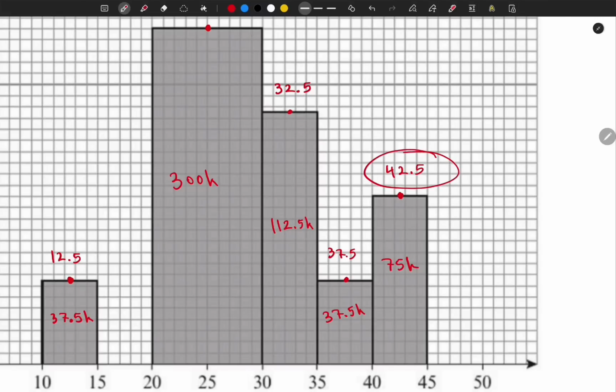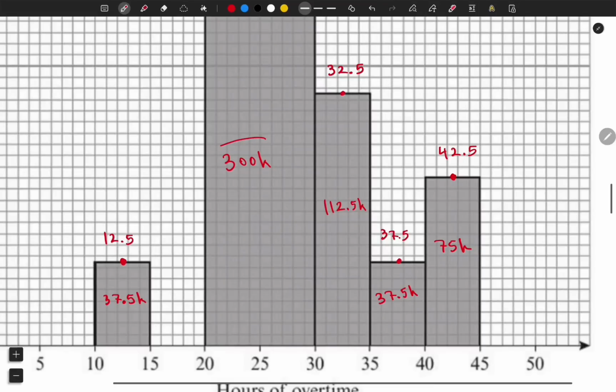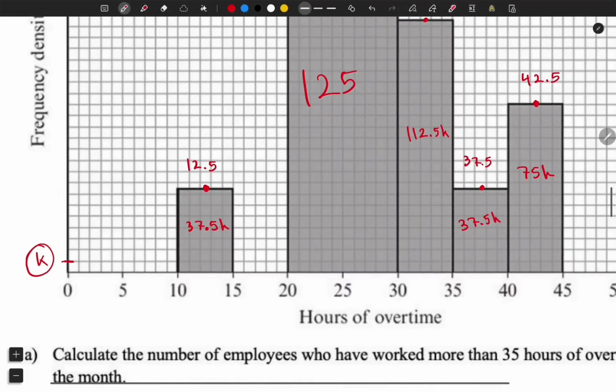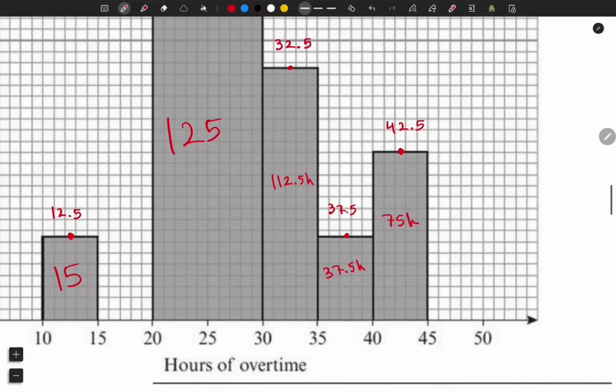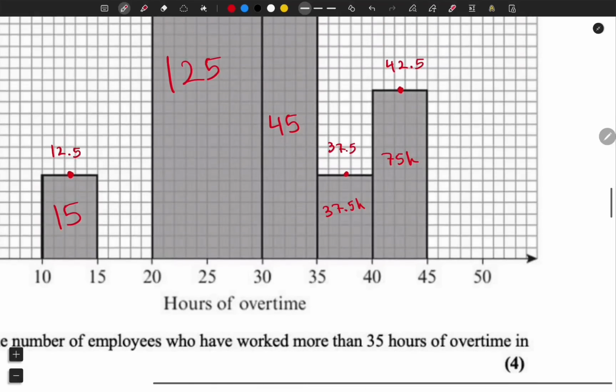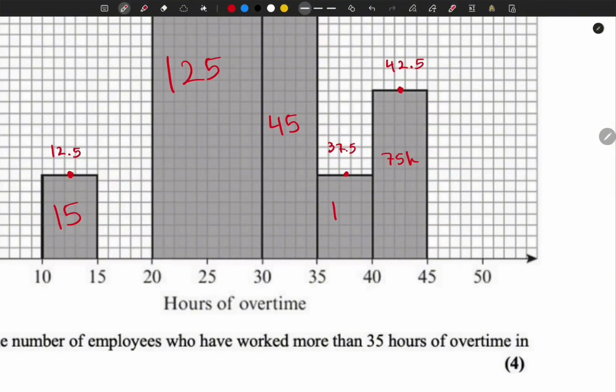You need to take the midpoint and multiply it by the frequency. The frequency are 300k, 37.5k. So let's first write these in numerical values. These are in terms of k. So 300k can be written as 125. So this is 125. And 37.5k can be written as 15. And 112.5k can be written as 45, and 37.5k is actually 15, and 75k is 30.